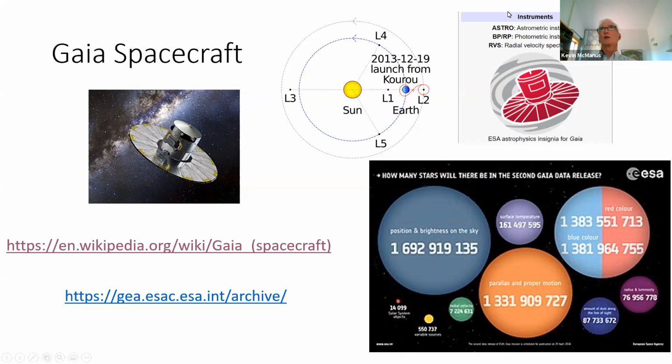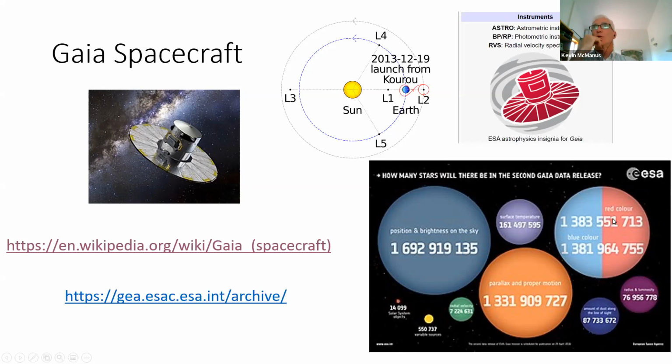And that's in contrast with the BPRP. These are photometric spectrometers, I think is the right word. Anyway, they're photometric instruments. And basically what they do is measure flux density in the blue region and in the red region of visible light. And then the last instrument, which actually we won't concern ourselves too much with in this exercise, is the radial velocity spectrometer.